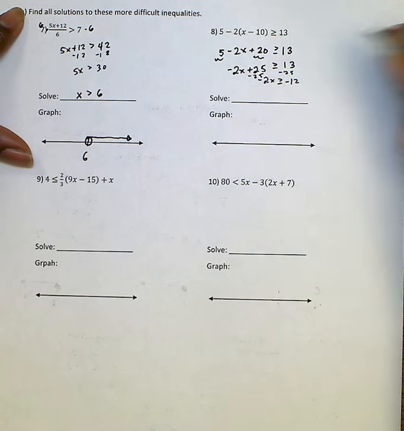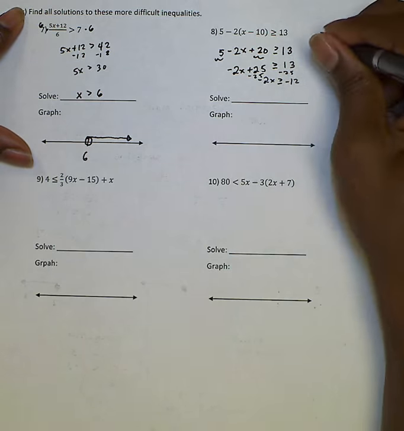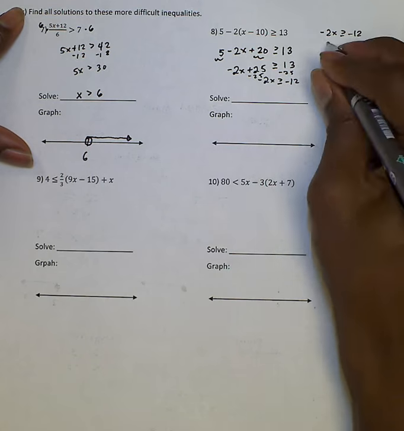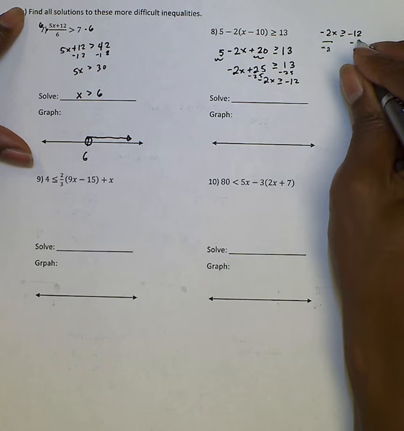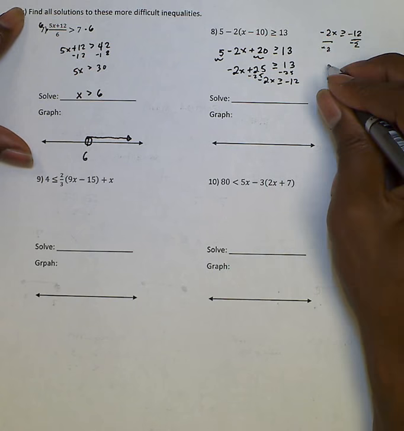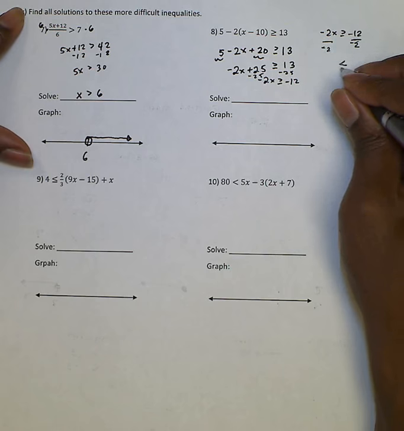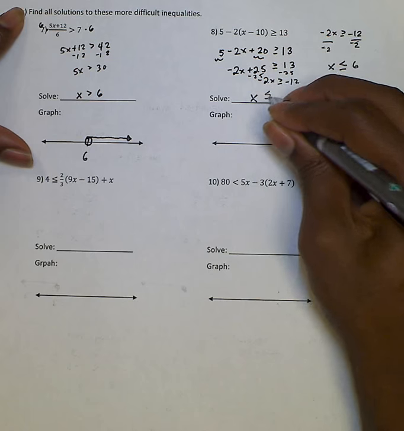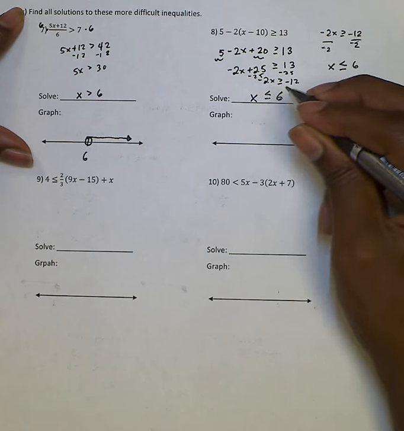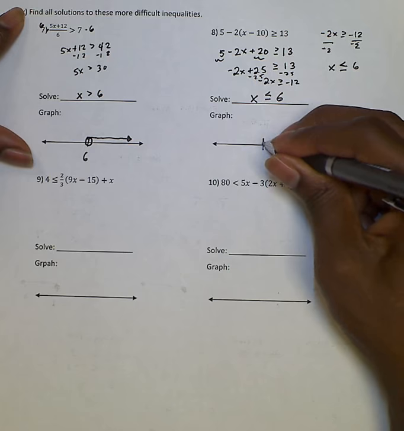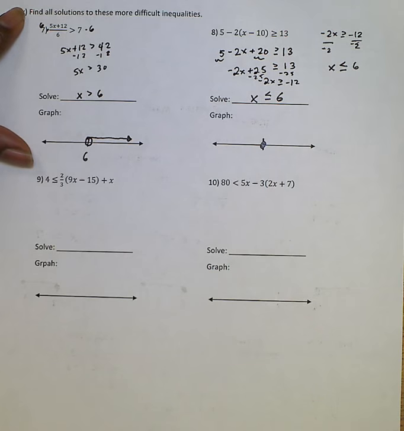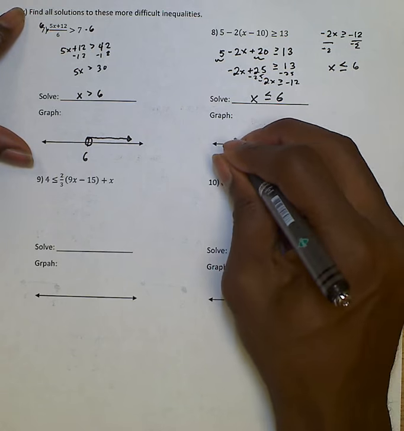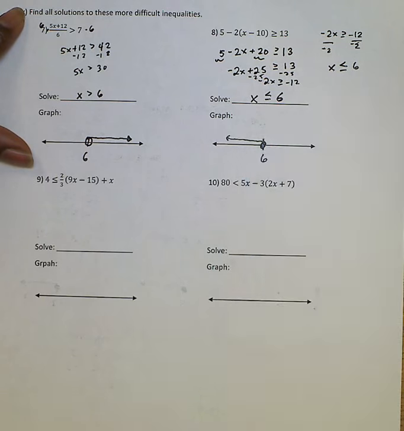All right, just so I can show you your work here. All right, divide both sides by negative 2. And that will give me, first I have to make sure I flip my sign. X is less than or equal to 6. Okay, less than or equal to, that's a closed circle because it can be 6. It can be equal to 6. Less than 6 goes to the left. Okay, make sure you include that number.